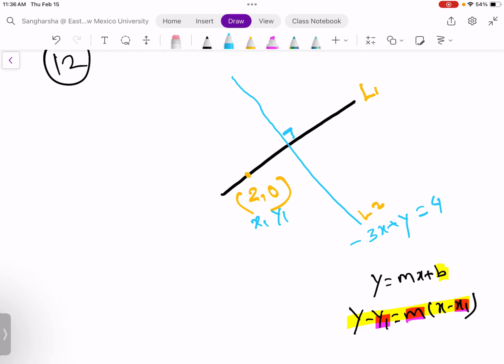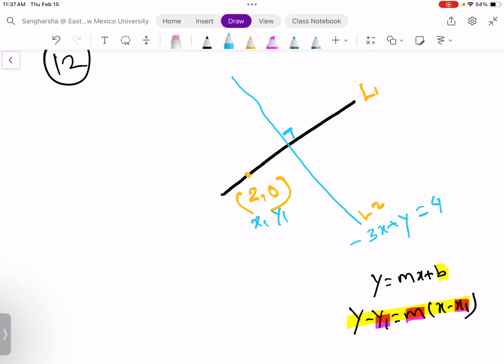Now how do we find the slope of line 1? We know line 1 is perpendicular to line 2. What can we say about the slope of these two lines? How are the slopes of these two lines related? Yes, when you multiply the slope of line 1 and the slope of line 2, we get -1. Or the slope of line 1 is the negative reciprocal of the slope of line 2.